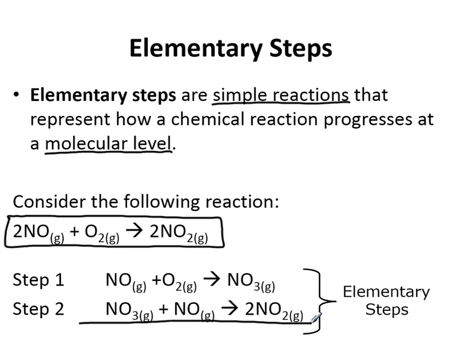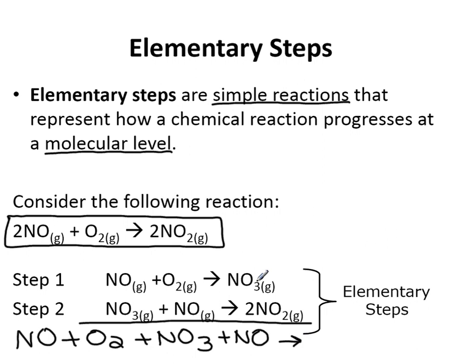So how do you go from step 1, step 2, and end up with your overall equation? Let's see what happens when we add them together. So we take all of our reactants, put them over here: nitrogen monoxide, oxygen gas, nitrogen trioxide, another mole of nitrogen monoxide. And our two products: nitrogen trioxide and 2 moles of nitrogen dioxide. Now looking at that, you might think, well, that doesn't really look like my overall equation. But let's go back to that nitrogen trioxide for a minute.